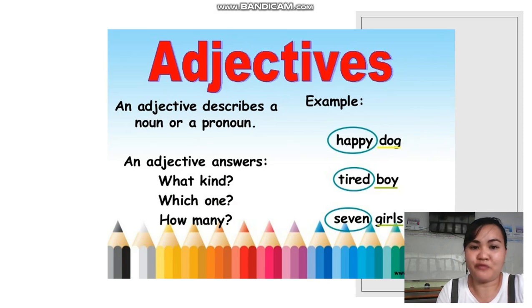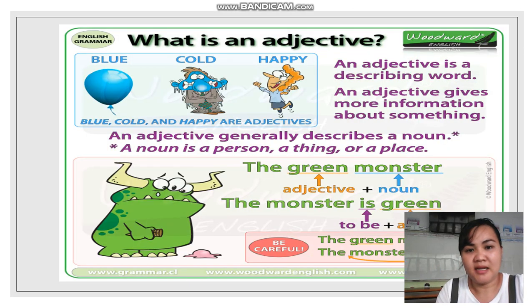Okay, next. What is an adjective? As I have mentioned before, an adjective describes a noun or a pronoun. For example, an adjective answers what kind, which one, how many. So let's try. Happy dog. What kind of dog? It is happy. Tired boy. What kind of boy? It is tired. Seven girls. How many? There are seven girls. Okay, those are adjectives. An adjective is a describing word. It gives information about something.